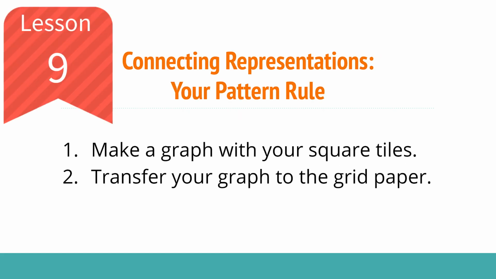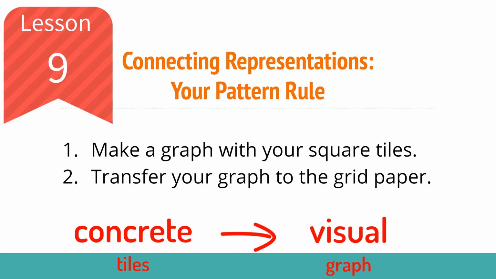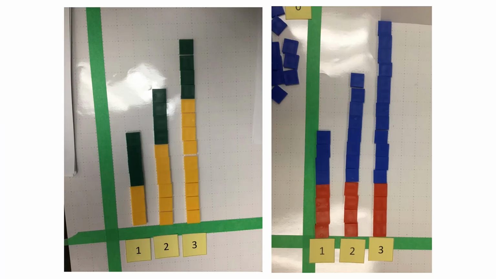So to briefly review lesson 9, this is when we ask students to connect a pattern rule that they've built and ask them to create a graph using those square tiles and eventually transfer that to some grid chart paper. When we do that, we get work that looks like this. So you can see that in wanting to connect those two representations, we've returned to the scaffold of having the two different colors for the constant and the multiplier.